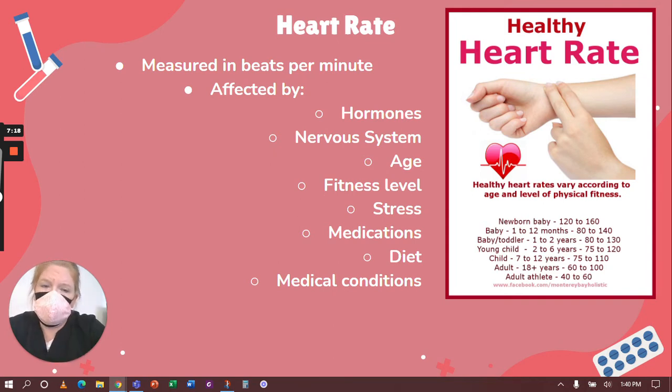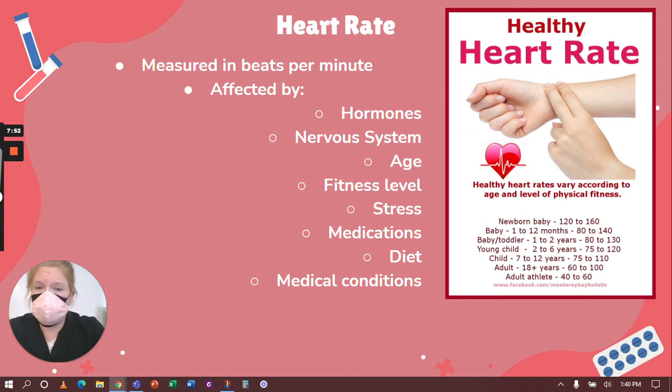Your heart rate is measured in beats per minute. Remember, 60 to 100 is normal, but you can see from this chart that it's relative to your age as well. Newborns, babies, and children tend to have higher heart rates, and older people tend to have lower than children, but athletes have the lowest heart rates because their hearts have been exercised and trained to pump more effectively.